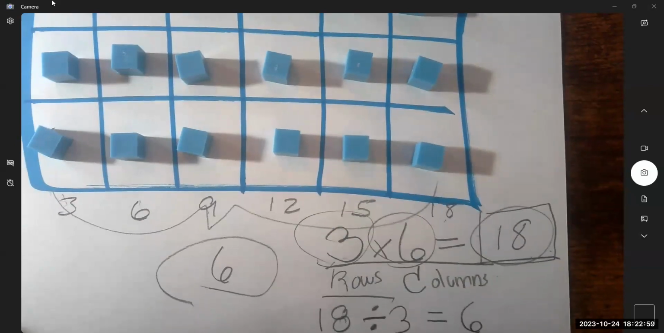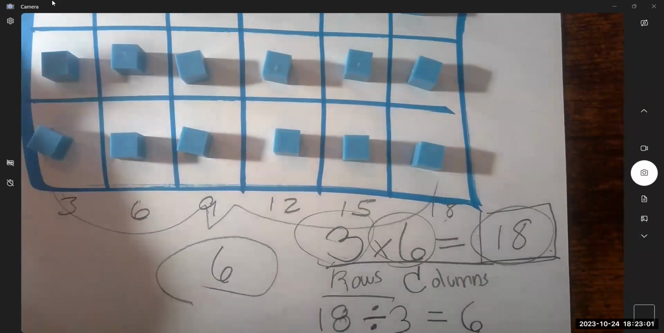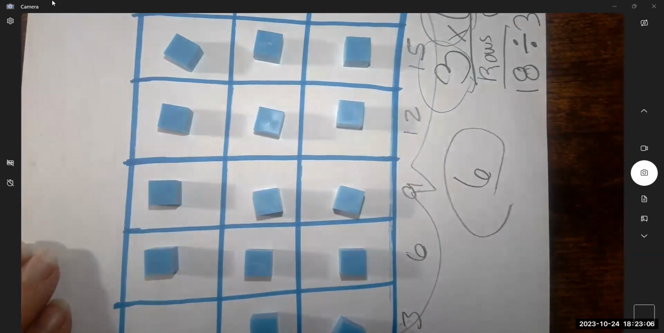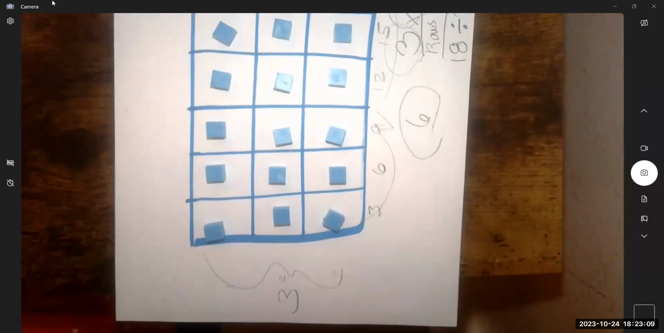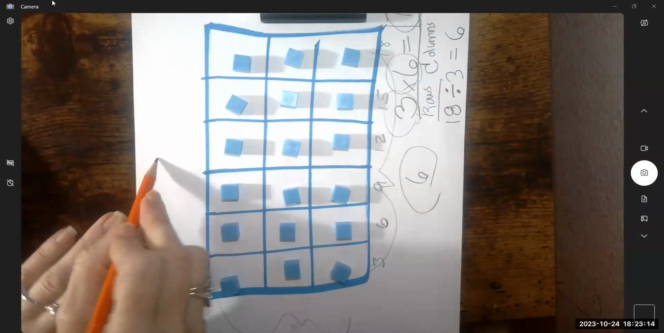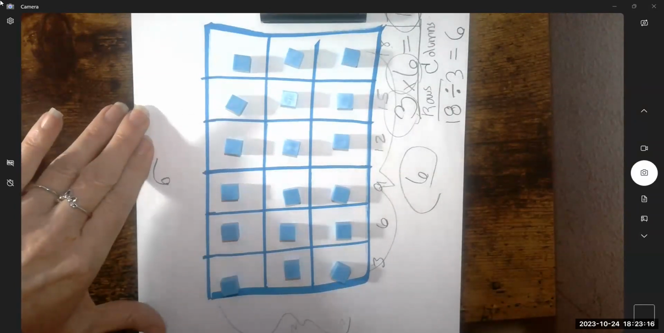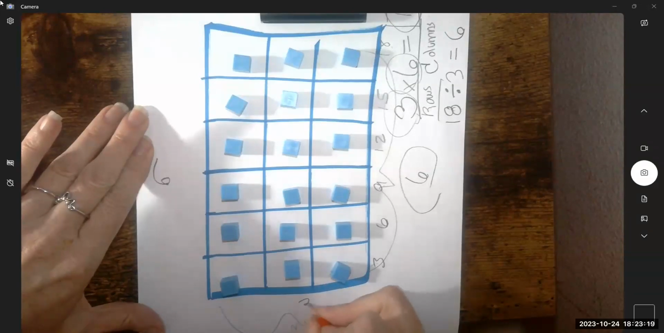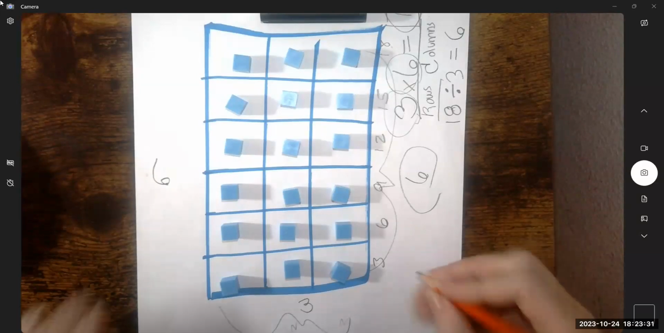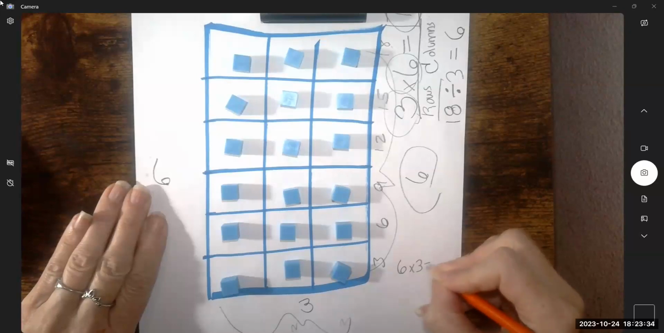So we could say 18 divided by 3 equals, well, it has to equal how many columns? Right? 6. And if we turn the array, right, what multiplication fact is shown now? Well, the answer is still the same. Let me zoom out. It's the same, but now it becomes a 6 by 3 array. So it shows 6 rows with 3 counters in each row, which is another great multiplication fact. 6 times 3 equals 18.